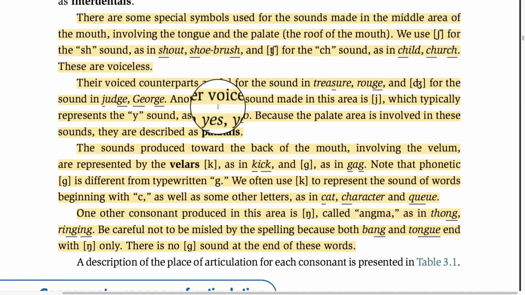There are some special symbols used for the sounds made in the middle area of the mouth, involving the tongue and the palate, the roof of the mouth. We use one symbol for the SH sound, as in shout, shoe, brush, and another for the CH sound, as in child, church. These are voiceless. Their voiced counterparts are used for the sound in treasure, rouge.